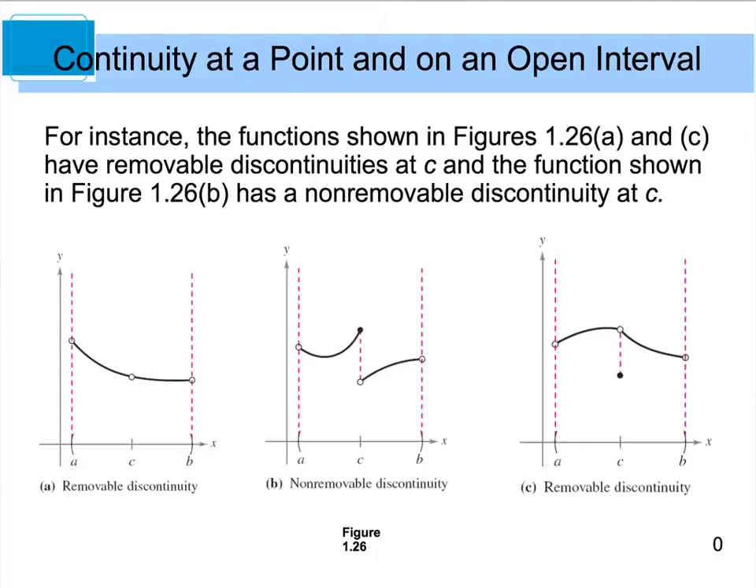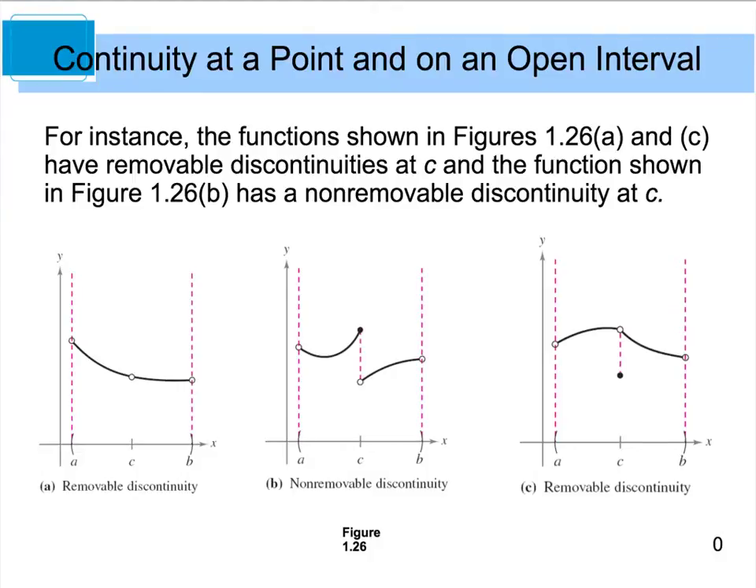To go back to the graphs that we looked at earlier, this function right here, I could probably redefine this function so that I could quote unquote fill that in. So that would make this a removable discontinuity. The graph in part B has what we call a non-removable discontinuity. There's really nothing I can do to this function that would make these two points here join. I won't be able to factor out, I can't rationalize a numerator, there's nothing like that that I can do.